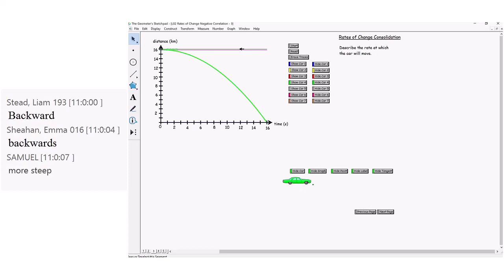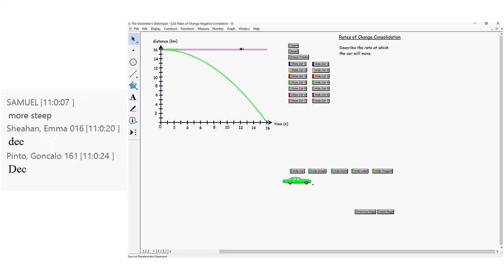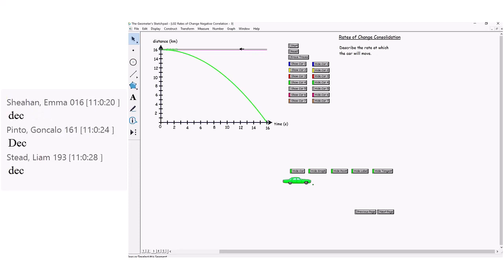Okay, Samuel, you got more steep. What does more steep now mean? Accelerate, decelerate. What's more steep mean? So if something is getting steeper, that means you're going to be moving faster. So it should be acceleration. The curve is coming down. I think you're confusing two concepts. The curve coming down, the fact that this curve here drops, that tells me the direction of travel. That's how I knew the car was going to go backwards.